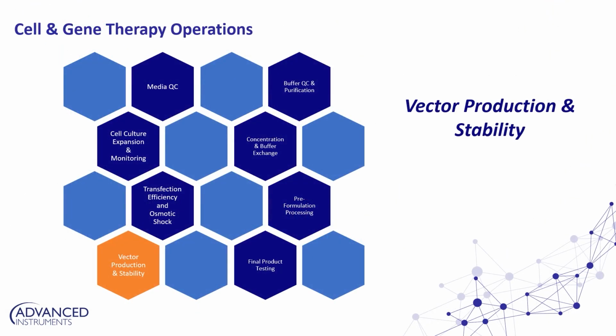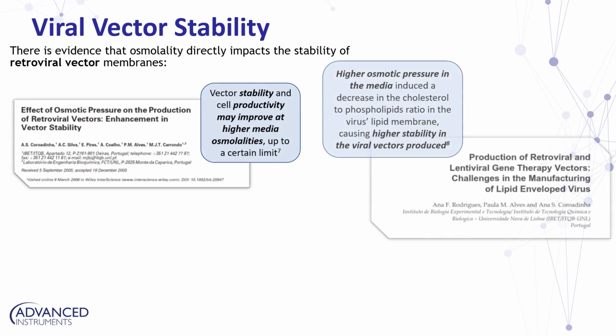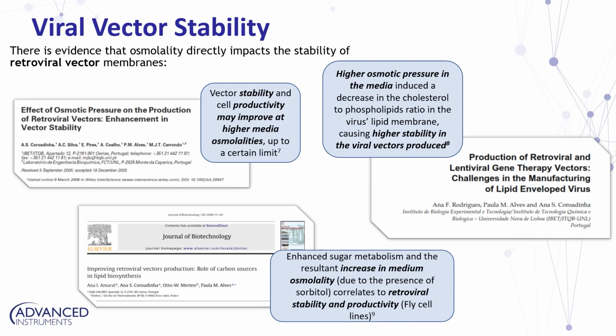Moving on to one of the final upstream use cases, that of vector stability. Stability is a huge critical quality attribute for any product. For viral vectors, this attribute is perhaps more critical because of the need to preserve stability throughout processing. Here, you can see some highlights from key publications about retroviral vector stability.